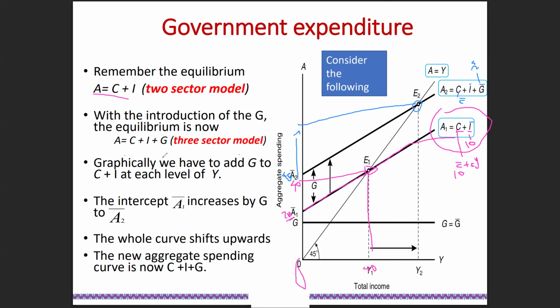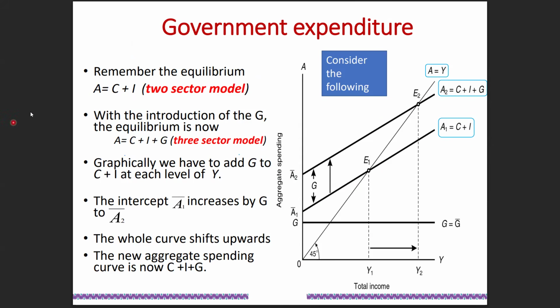And then graphically, we have to add G to C plus I at each level of income. The intercept, autonomous aggregate expenditure 1, which is this one, increases by G to autonomous aggregate expenditure 2, to here, right? The whole curve is going to shift upward. The new aggregate spending curve becomes C plus I plus G, right? So can I just explain the second one on the side, right?